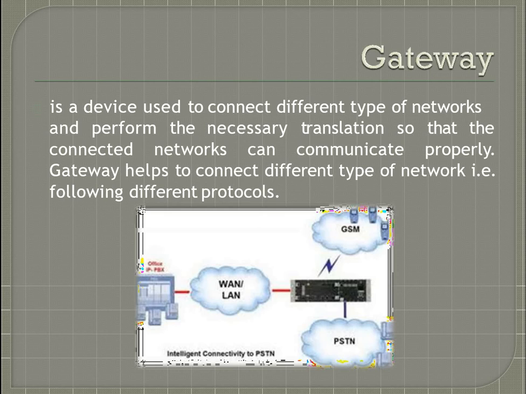For example, for a bridge, if there is an office with 200 computers connected in a LAN, it is really difficult to maintain so many computers. So those computers will be divided into small groups and maintained, and those small groups of networks will be connected through a bridge. So a bridge is used to connect networks of the same type, but a gateway is used to connect dissimilar networks to communicate. A gateway is a device that connects dissimilar networks.